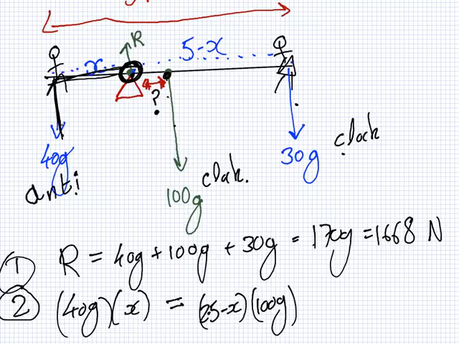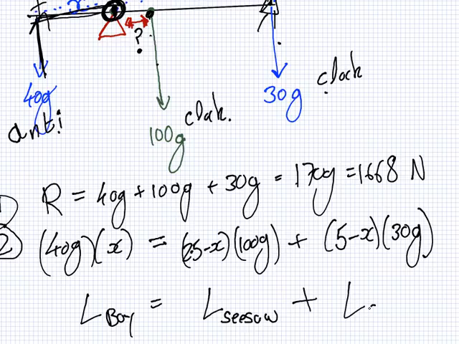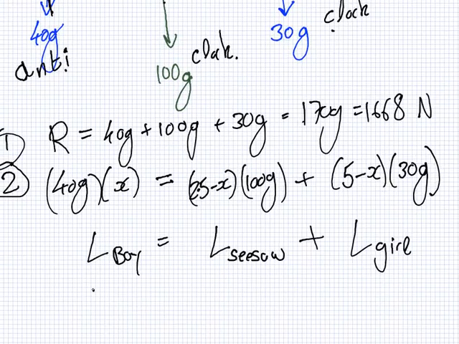And then what about from here to the girl? 5 minus x times 30g. Okay? So this is the turning force of the boy. This equals the turning force of the seesaw plus the turning force of the girl. Because this one makes it turn that way, and these ones make it turn this way, and they should be equal.